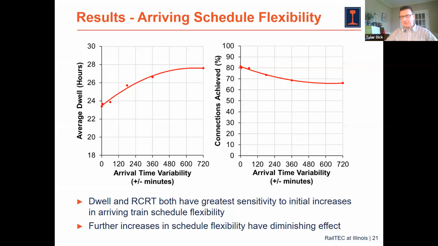On the right-hand side, we're looking at one of our other yard performance metrics, the number of connections achieved in the yard, and we see sort of a mirror image of that, where once we introduce a little bit of arrival time variability, our connections drop off, but then as we further increase our variability, we see a declining effect in terms of the impact on connections achieved in the yard. And so our dwell and our RCR2, our rail car to rail train connections achieved, both have our greatest sensitivity to initial increases in arriving train schedule flexibility, and then further increases have a diminishing effect.